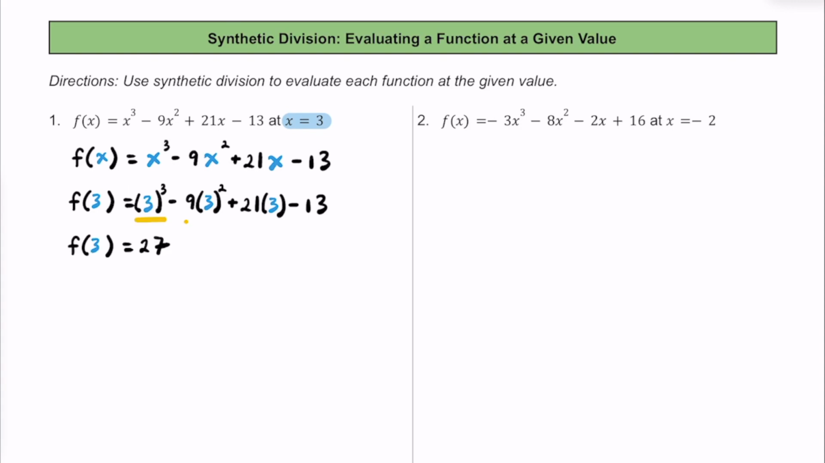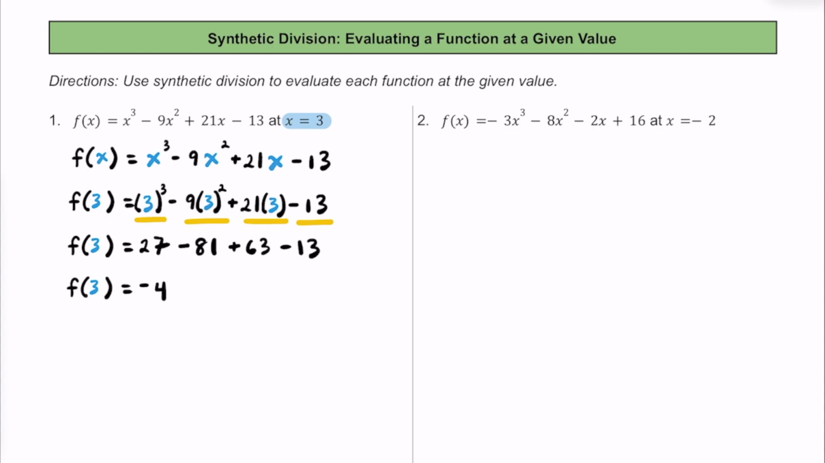And then if we take this 3 and square it and multiply it by 9, that's going to be 81. So we're going to take away 81. Then for this third term, 21 times 3 is going to be 63. So we're going to add 63 here. And then finally for this last term, let's just take away 13. Now if we combine all these constants, we end up with negative 4.